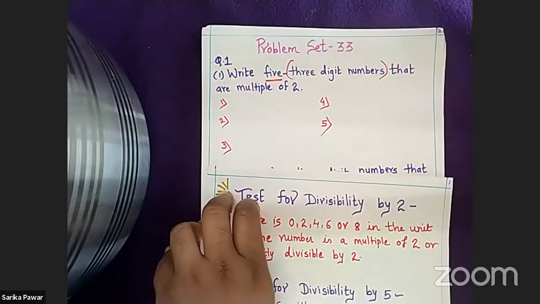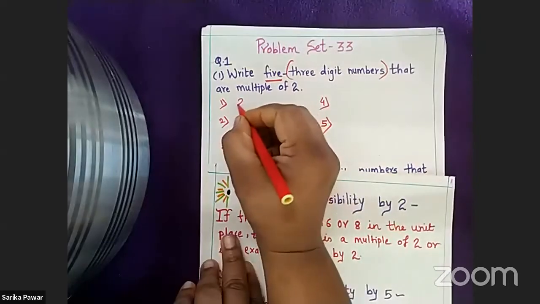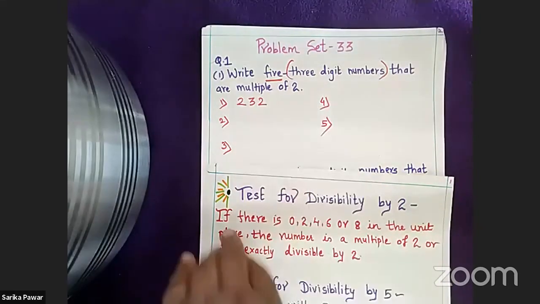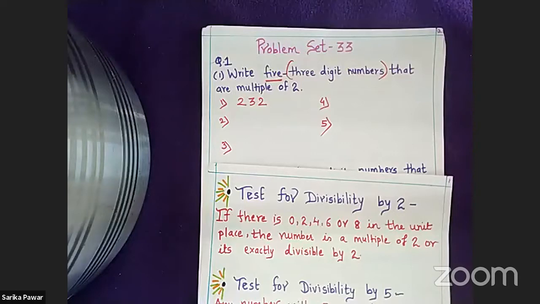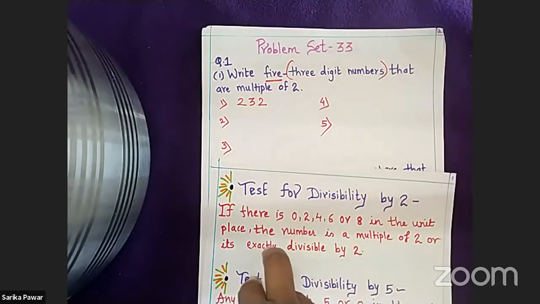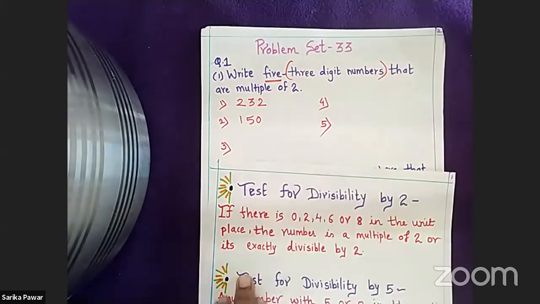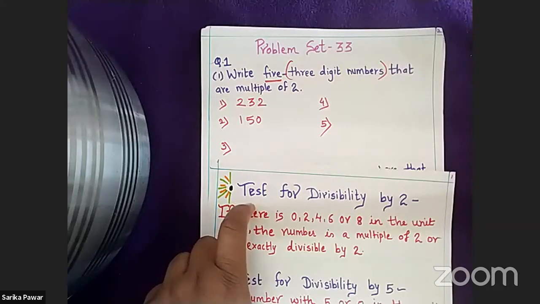Very good. Ankita answered right in the chat box. 232. Very good. Bhavesh sir, unmute Ankita. Venkatesh also right. Very good. Venkatesh 150. Right. Your answer also correct. Now I will check the chat box. Yes. Ankita again, 268. Very good. Right answer.